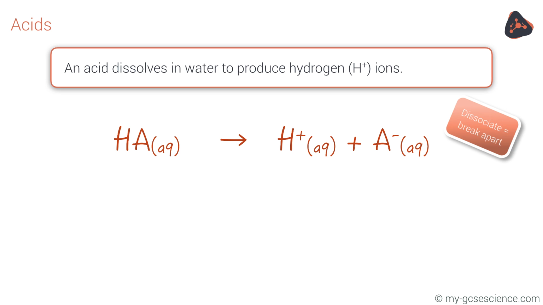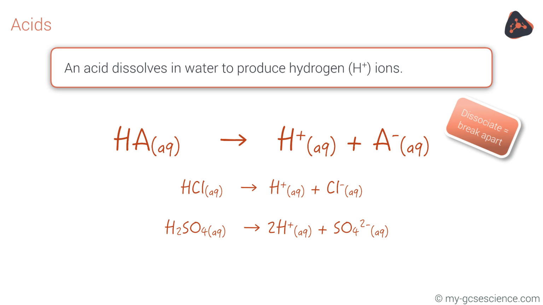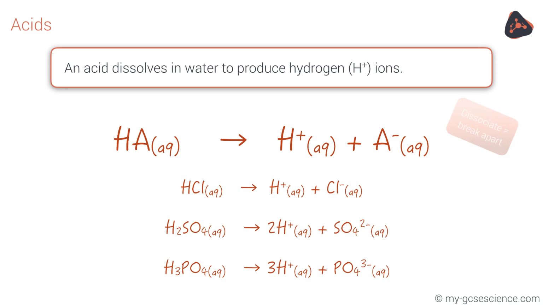More specific examples of this equation would be, for example, hydrochloric acid. When it dissolves in water, it breaks apart into a hydrogen ion and a chloride ion. Sulfuric acid, because it's H2SO4, breaks up into 2 hydrogen ions and a sulfate ion. Phosphoric acid is an unusual one, but it could come up in your exams. Because it's H3PO4, it releases 3 hydrogen ions and 1 phosphate ion when it dissolves in water. So all acids will release H+ ions, or hydrogen ions, when they dissolve in water.